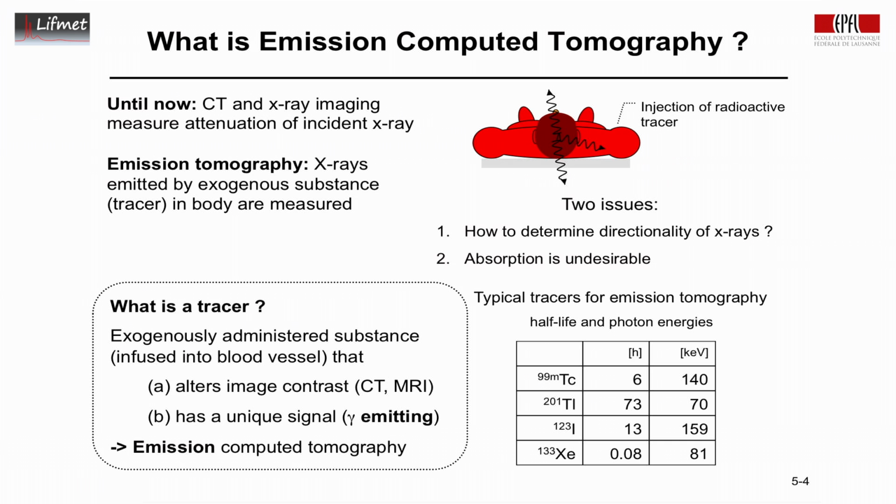And the second element that is important here is that absorption for emission computed tomography is undesirable. It's not the measured variable. It is a nuisance effect. Ideally, we would want to have a situation where we have no absorption, and as you can guess, this does not exist, so it is an unwanted and not measured effect, but it does impact our images as we generate them.